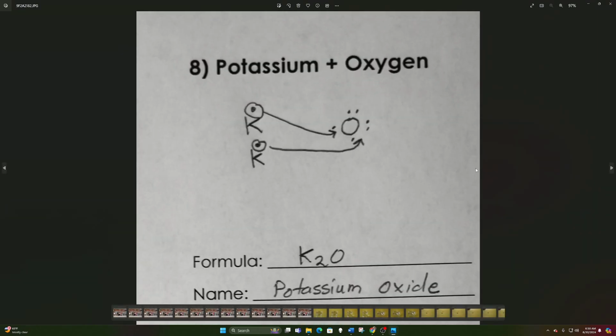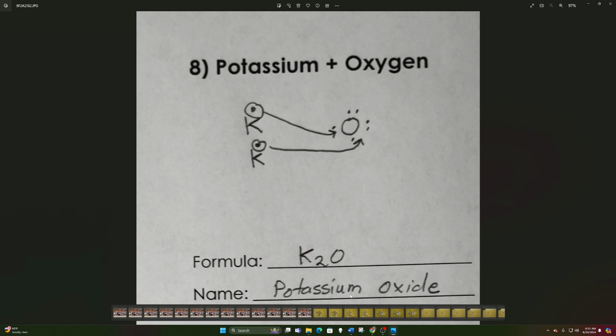Here's another example: potassium plus oxygen. The first thing I did here was I drew potassium and oxygen, and I moved this electron over to the oxygen, and I saw that it still needed one more electron, so I added another potassium. I forgot to put charges here. Please put charges, but I'm in a hurry this morning. The formula, because I have two potassium, I indicate that this way, and one oxygen, there's no subscript for one. So K2O. And the name would be potassium.